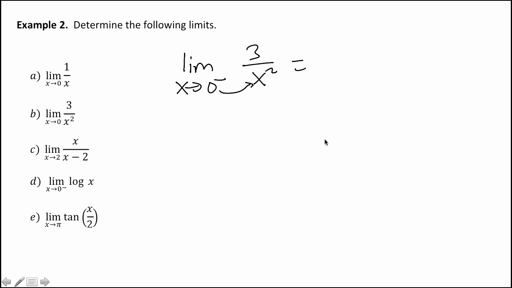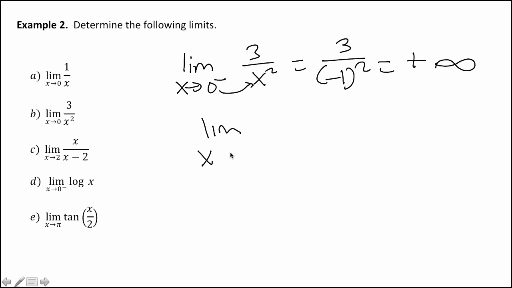Notice that we do a direct substitution, you get 3 over 0, which is undefined, so that means it's a vertical asymptote at x equals 0, right? Which means now we can proceed to plug in a number to see whether it's positive or negative infinity. So if you plug in negative 1, for example, we get 3 over negative 1 squared. And negative 1 squared is 1, so we get 3 over 1, which is positive.